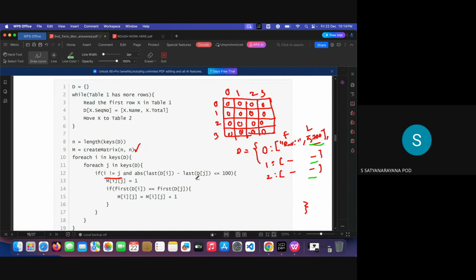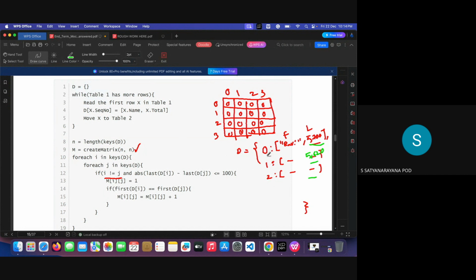Subtracting D of I minus D of J. That means the 0th bill is taken. It tries to subtract with first cost, second cost, third cost. The first bill is taken, and it tries to subtract from 0. It doesn't subtract 1 from 1 because the condition is here. They are checking strictly: if the difference is less than 100, like 5,700 here and 5,620, then m of ij equals 1.